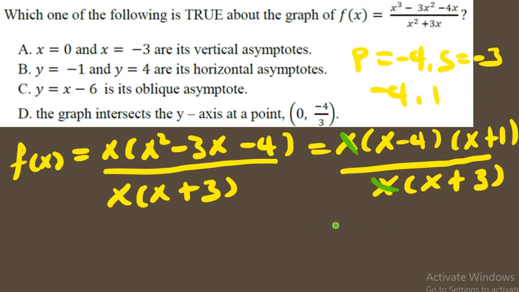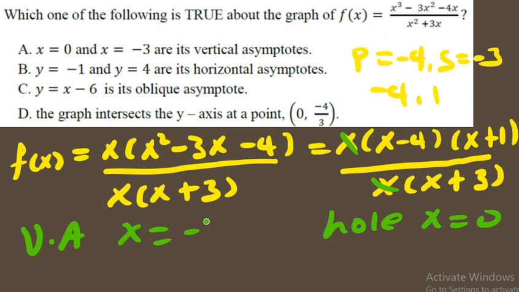So the graph has a hole at x equal to 0. So what is the vertical asymptote? The vertical asymptote is the one which makes the denominator zero after simplification. So at x equal to negative 3. But the upper degree is greater than the lower one, so it has an oblique asymptote.